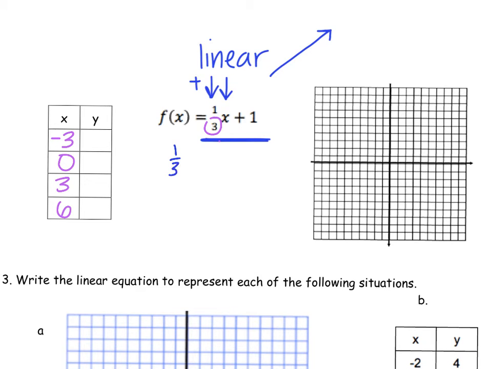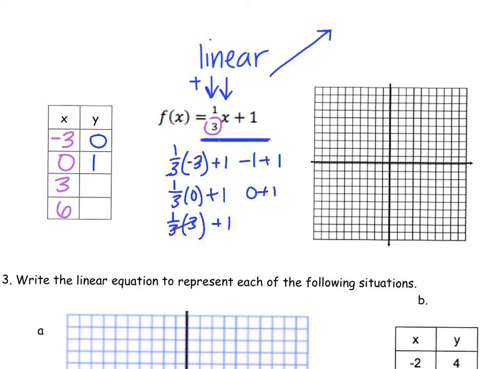So I have 1/3 times negative 3 plus 1. Well, these 3's reduce, so it's just negative 1 plus 1, which is 0. 1/3 times 0 plus 1, well, 0 plus 1 is 1. 1/3 times 3 plus 1. The 3 is reduced, so this is 1 plus 1, which is 2. And 1/3 times 6 plus 1. This reduces to become a 2. 2 plus 1 is 3.